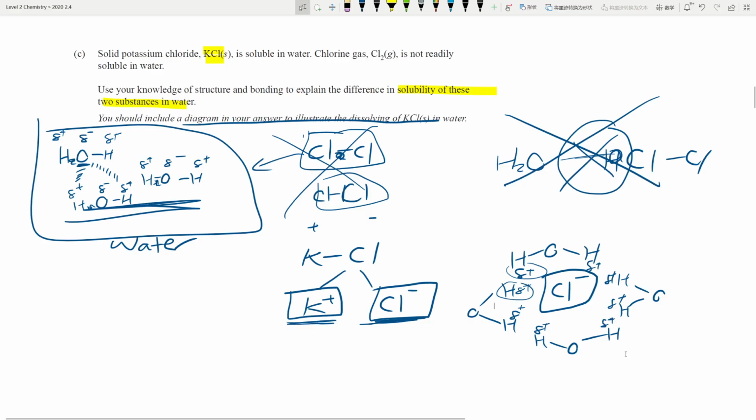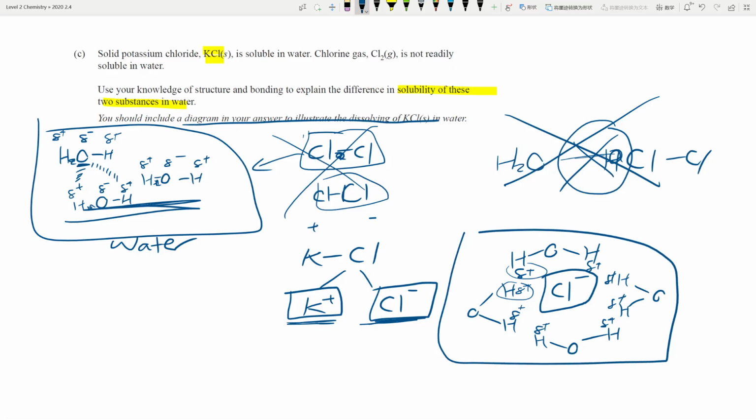Okay, and it wants to. So this is why it's soluble, because this force of attraction is stronger than the K plus and Cl minus force of attraction, and that's why it dissolves.